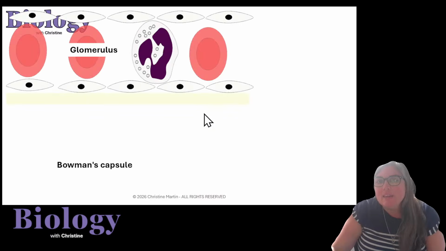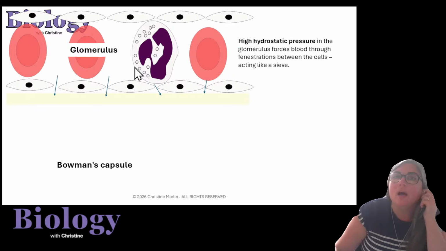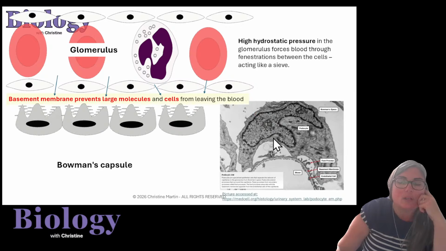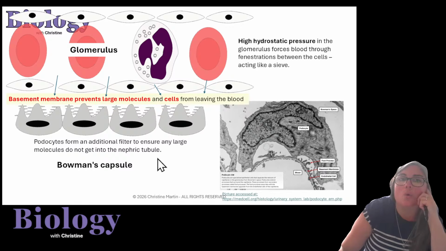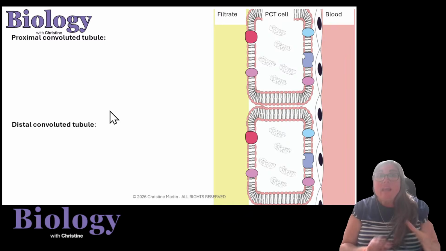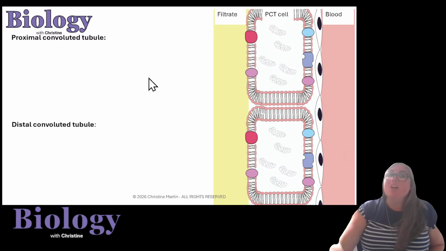If you understand that, then hopefully that will help you when it comes to the next part, where we're looking at the glomerulus. So high hydrostatic pressure, we have a basement membrane preventing the substances from going across, and then we have our podocytes, which are differentiated cells, and those are going to act as another filtering layer, preventing the substances from moving in.